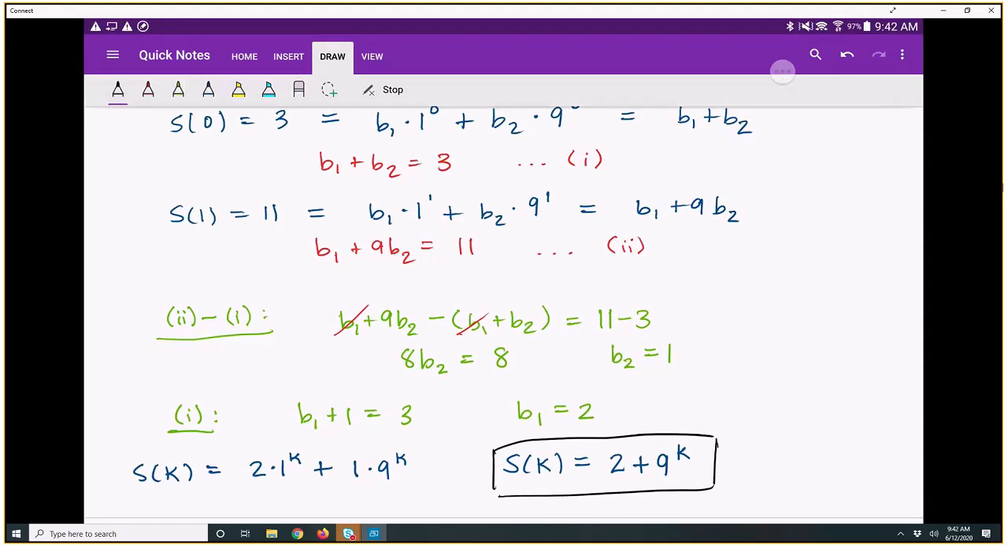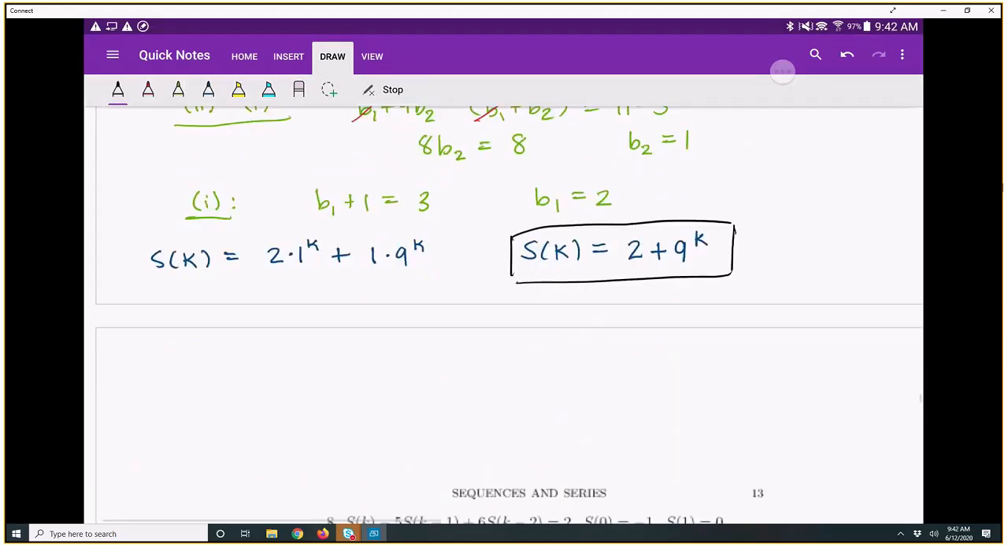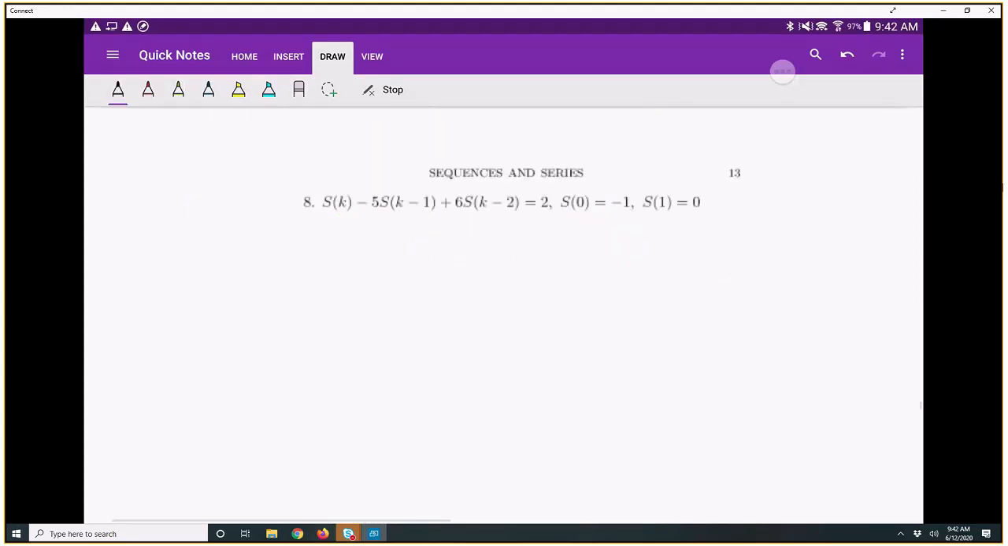And that is the closed form solution to the recurrence relation. So this is how to solve the homogeneous recurrence relation. In the next example, we'll have a non-homogeneous recurrence relation.